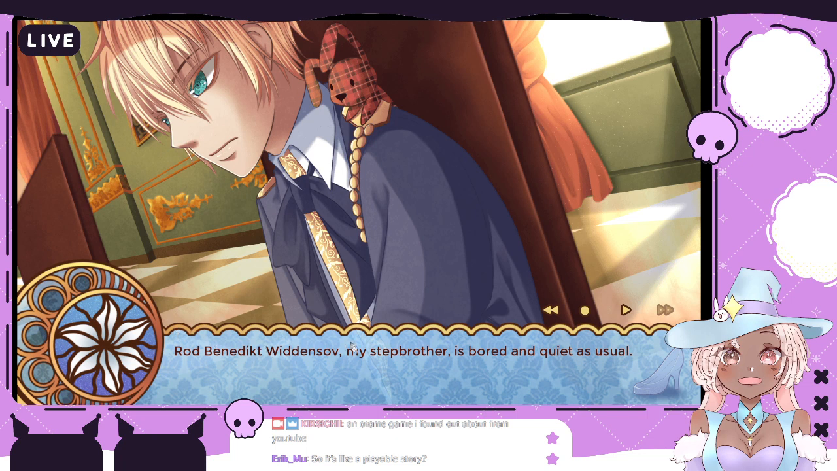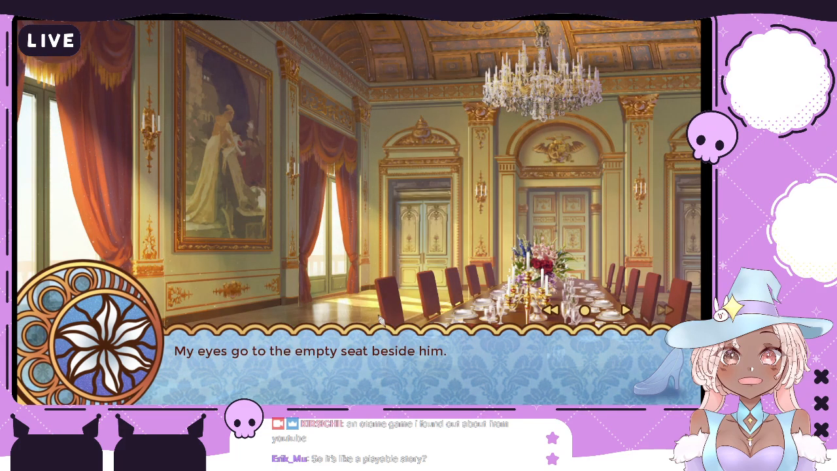Rod Benedict Woodensov, my stepbrother, is bored and quiet as usual. He is two years my junior and is the younger of Ophelia's children. He is mute and uses a plush bunny to voice his thoughts. It was apparently given to him by a fairy. He minds his own business and is easier to deal with. But his older sister... My eyes go to the empty seat beside him.